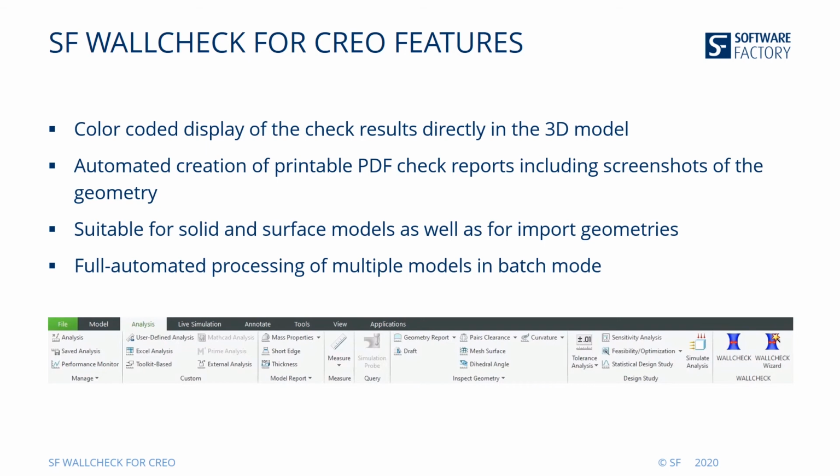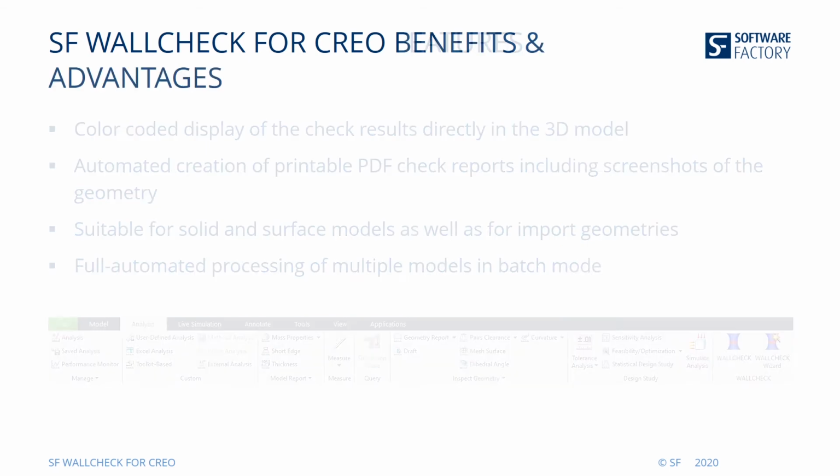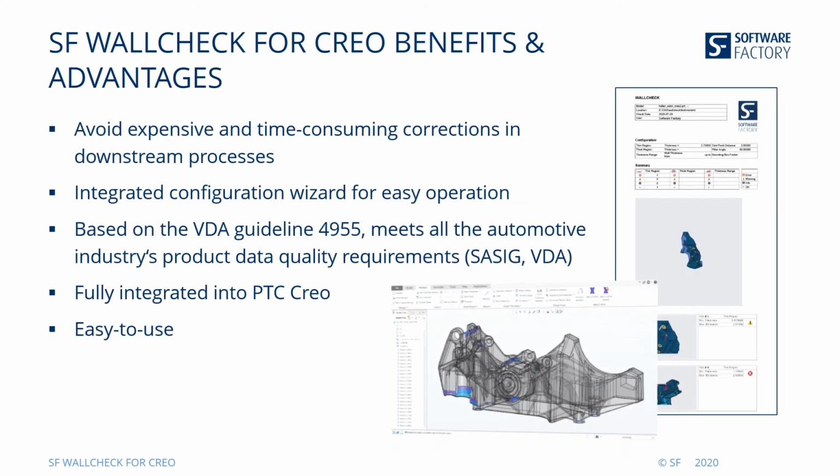Furthermore, the automation level can be further improved by running WALLCHECK in batch mode to automatically process multiple models. Allowing for an automated check in the early design stages, SF WALLCHECK can avoid expensive data corrections in downstream processes, while an integrated configuration wizard allows for easy operation.